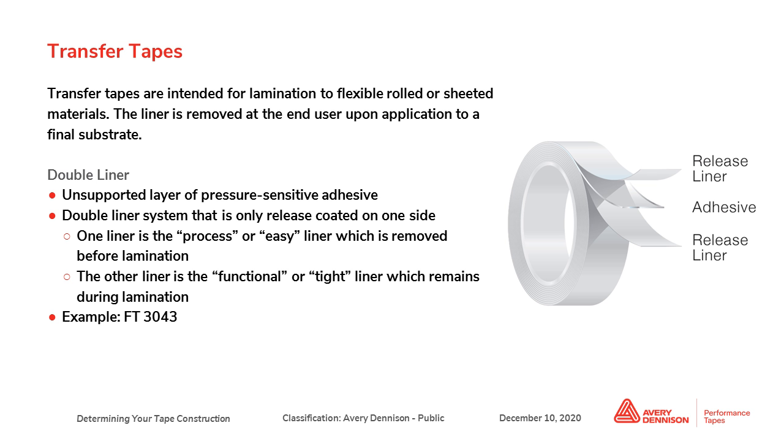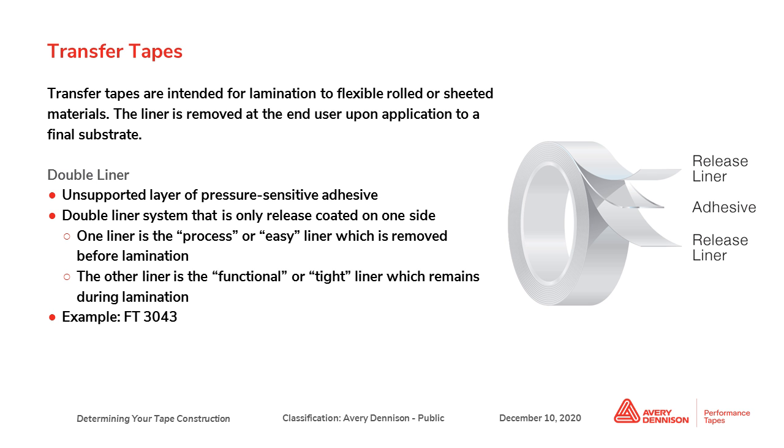The next one we have here is just a play off of the single liner transfer tape, except now it's double linered. So again, we have an unsupported layer of pressure-sensitive adhesive, but this time we have two liners. One liner is going to be called the process or easy liner. That liner must be removed before lamination in order to expose the adhesive. And then there is another liner that will stay behind upon lamination and die cutting. That's called the functional or tight side liner.